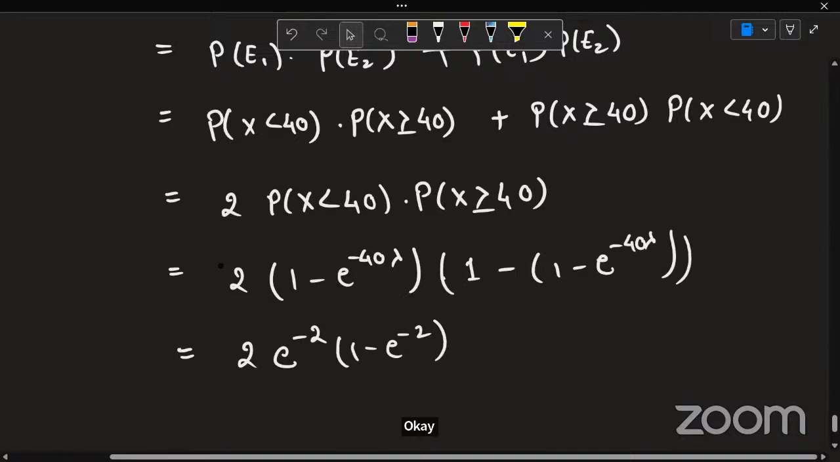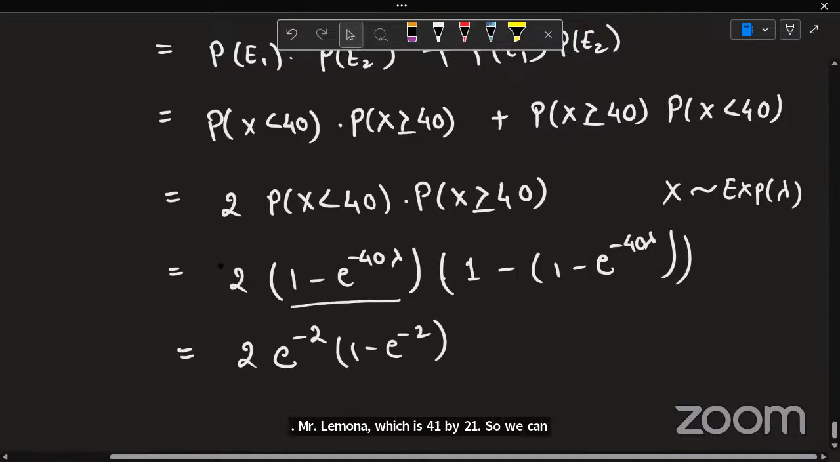We are given that X is following exponential distribution, right? With lambda equal to 1 by 21. So we can directly use the CDF formula for it. It is nothing but 1 minus e to the power minus lambda a.